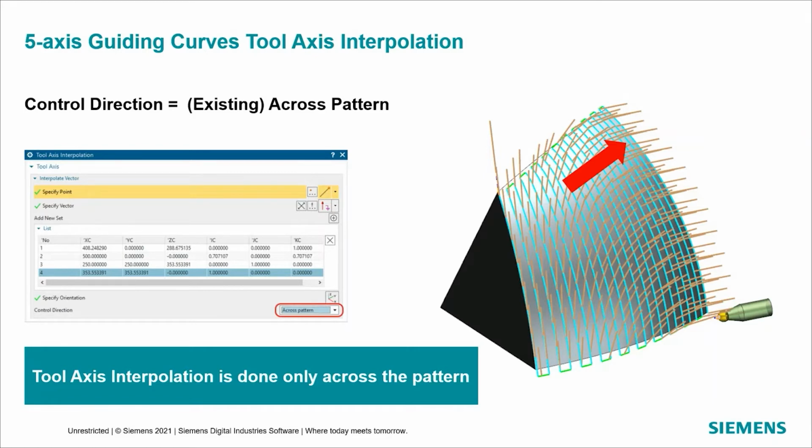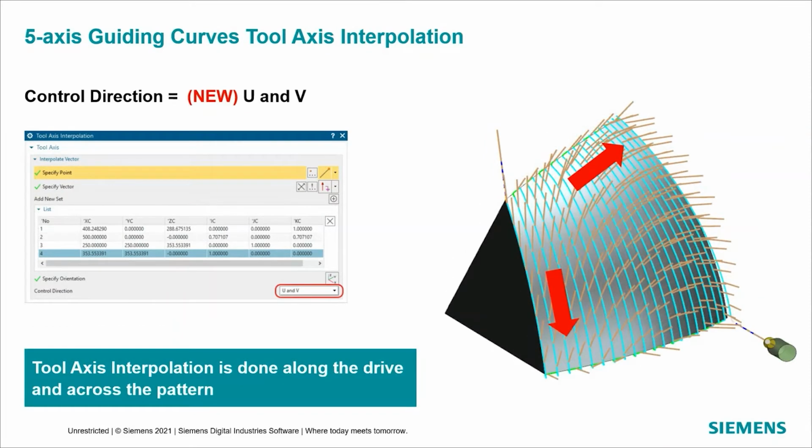I'm going to get to the one here in a moment that we did not have. Here you can now control interpolation normal to the drive and then across the pattern. And again, the number of vectors or their location doesn't impact the behavior much on this. So the new UV option that you can select will allow you to control it in both directions. And we're going to show a little video in a moment that'll show the improvements.